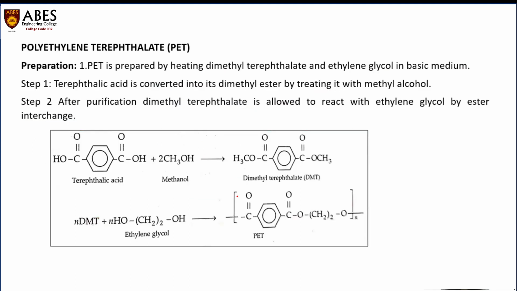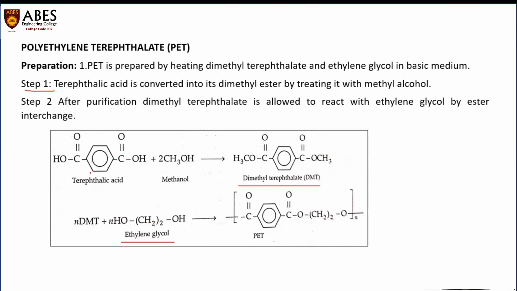Now we will discuss another fiber, that is PET, polyethylene terephthalate. PET can be prepared in two ways: either the direct reaction of terephthalic acid with ethylene glycol, or terephthalic acid is first converted into dimethyl terephthalate and then reacted with ethylene glycol. So we will discuss step by step.